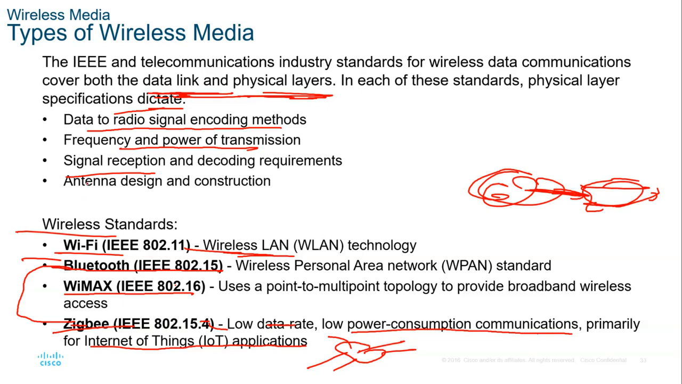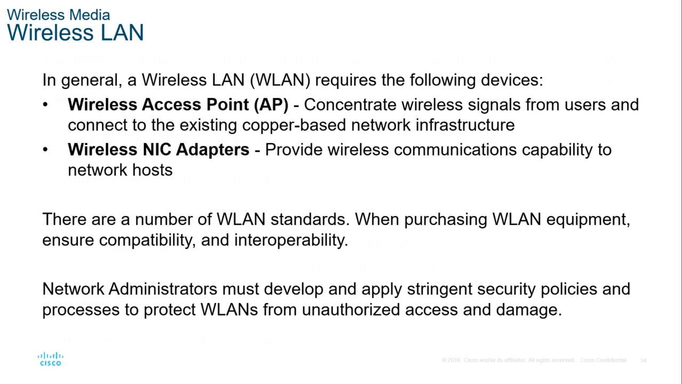Then we have Wi-Fi and WiMAX. Wi-Fi covers a short range, like in a room or in an open space. But WiMAX uses a point to multipoint topology to provide broadband wireless access. It covers a wide range area. So those are the different wireless standards.